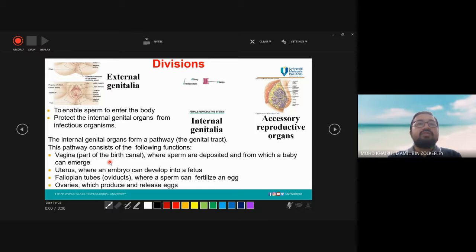So sperm tu dia deposit first dekat vagina, so dia akan lalu dekat uterus and go to the fallopian tube where it will meet the mature oocytes lah, telur yang matang. Ovaries which produce and release eggs.